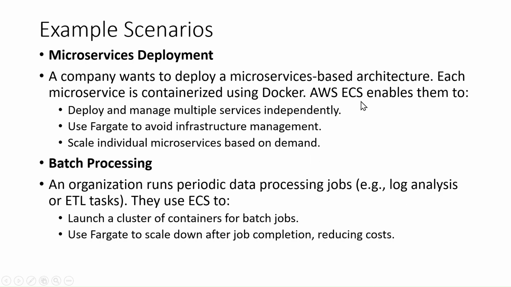So AWS ECS enables them to deploy and manage multiple services independently. You will be deploying each microservice independently and use Fargate to avoid infrastructure management. If you want to lessen your headache and go serverless, the things will be managed by ECS. Or else if you are going with EC2, you need to configure it manually, or there we can also go with automation tools like Ansible or Terraform.